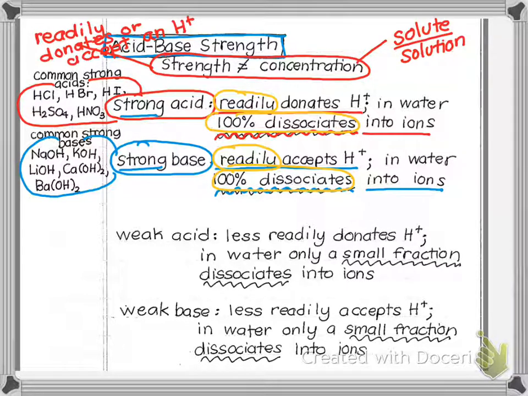So what does it mean to be a weak acid or a weak base? It is determined by the acid's ability, or desire, I guess, to think of it, to donate its proton. Weak acids less readily donate, so they're not quite as willing to donate the H+. And when they dissociate, only a little bit of it forms ions. So quite a bit of it, when you're a weak acid, stays as the acid itself.